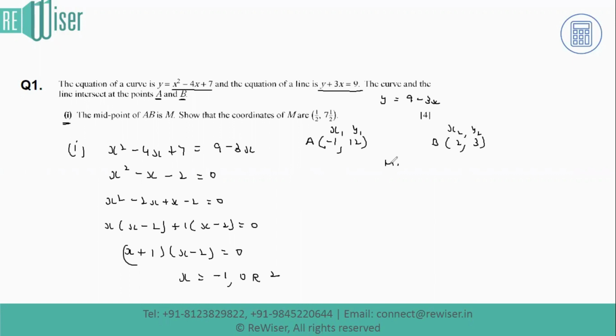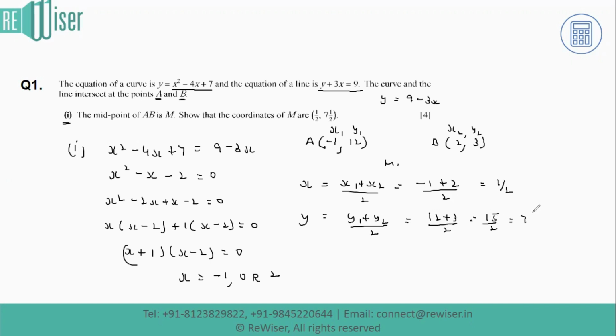If I'm finding the x coordinate for the midpoint, the formula is (x1 plus x2) divided by 2. So that is equal to (minus 1 plus 2) divided by 2. So that's equal to half. And the y coordinate formula for the midpoint is (y1 plus y2) divided by 2. So that means (12 plus 3) divided by 2. So that's 15 by 2, which is equal to 7.5.